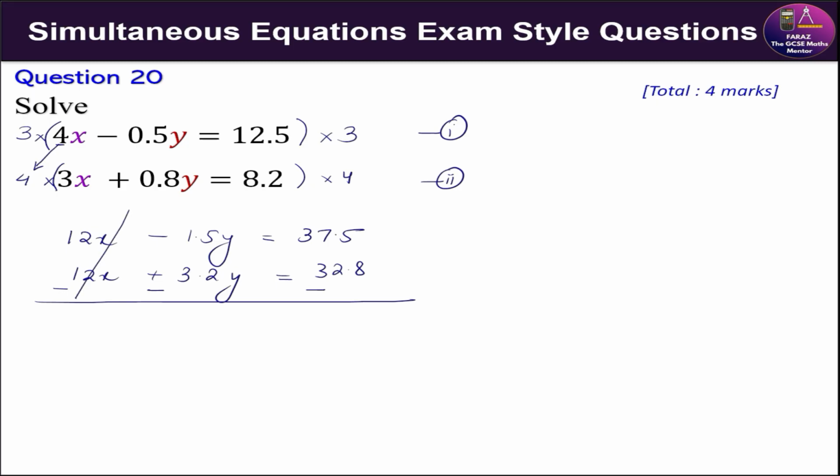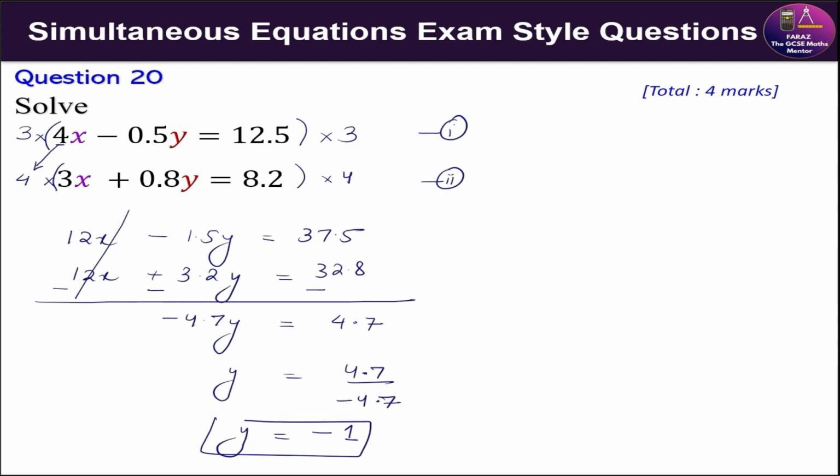12x minus 12x cancel with each other and you have negative 1.5y, negative 3.2y. It means you have to add them with the negative sign. So negative 1.5 and negative 3.2, that is negative 4.7y equals 37.5 minus 32.8. So this one is also 4.7. Now we have to divide negative 4.7 on both sides. So 4.7 divided by negative 4.7. As numerator and denominator are the same, we will get 1 there, but there is a negative sign also, so plus divided by minus is always minus, and therefore we have y equals minus 1.